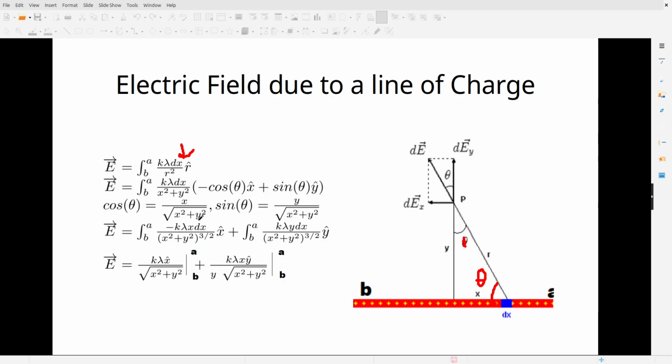Here, it becomes not r to the 3/2, it's r squared, actually r squared to the 3/2. But it's x squared plus y squared to the 3/2, because of the x squared plus y squared from the r squared, and the other r from the cosine and the sine respectively. And so we get this power.